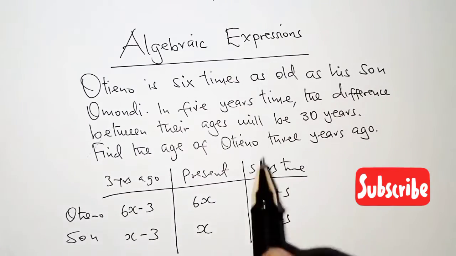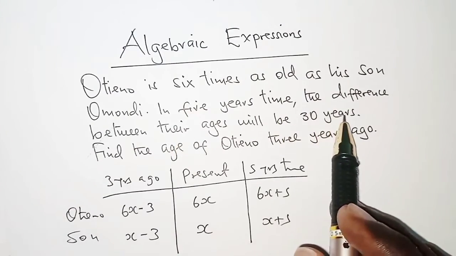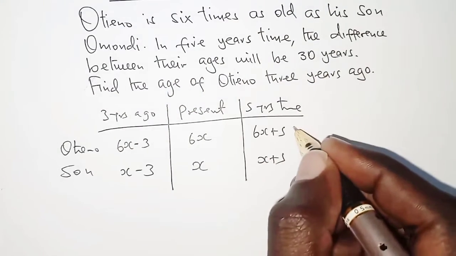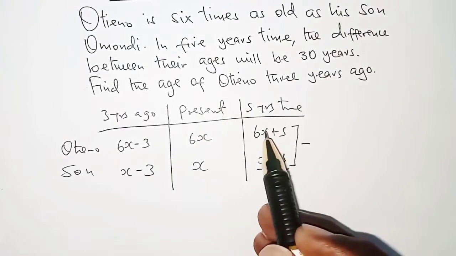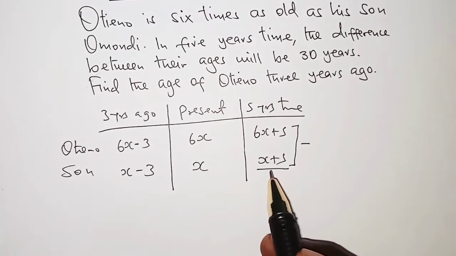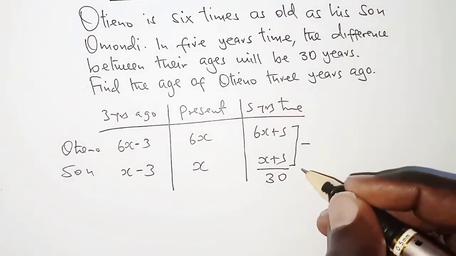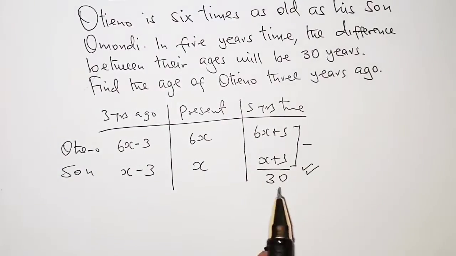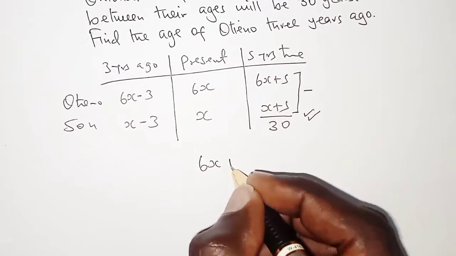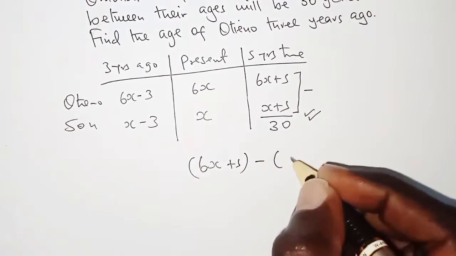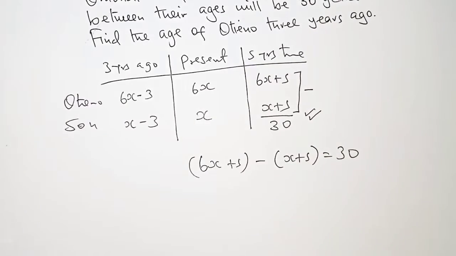And with this, we are told that in 5 years' time, the difference between their ages will be 30 years. So when you travel to 5 years' time at this particular point, the difference in their ages, that is, if you take the age of Otieno and subtract the age of Omondi, who is the son, we'll have a difference of 30. So this is where we are going to form an equation to get the value of x. So remember, we are told the age of Otieno minus the age of the son should be 30. That is in 5 years' time.